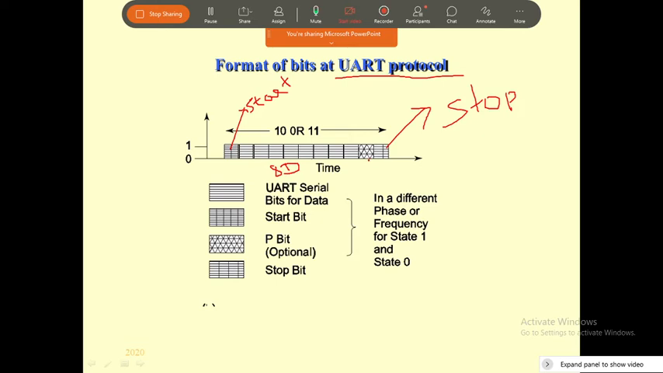8 data bits will be there. And one additional bit will be there, called the P bit. This P means programmable bit. You can program this one. First one is a start bit, it is fixed. And this is a stop bit, this is fixed. And the other bit is a programmable bit, it is optional. So it is 10 or 11 bits. See, these 8 bits plus the start bit and the stop bit, total 10 are fixed. The P bit is programmable and optional. If you want, you can add it, otherwise you can leave it.